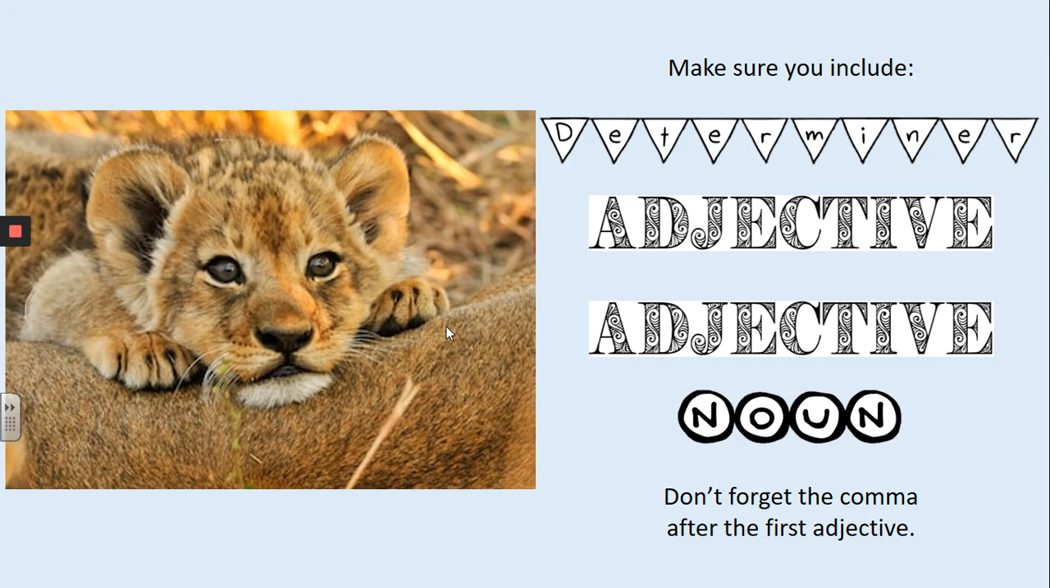So make sure you include a determiner, an adjective followed by a comma, another adjective, and a noun. Don't forget the comma after the first adjective. Again, you could write a couple for this. You might talk about the actual lion cub itself, the eyes, the ears, the claws, its teeth, its whiskers, whatever you want to write about for that picture. Pause here and get writing.